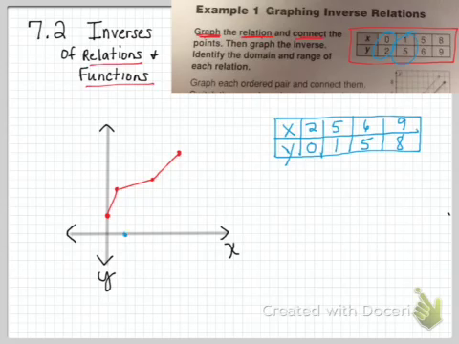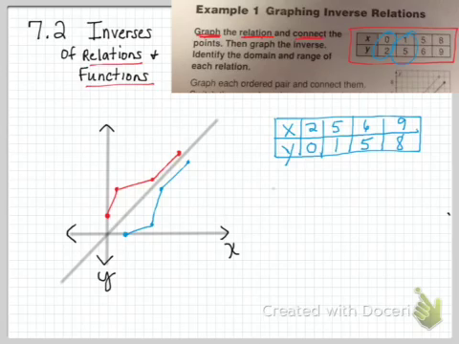So if I graph the new relation, the inverse of the original relation, I'm going to graph 2, 0 right here. I'm going to graph 5, 1 right here. I'm going to graph 6, 5, 2, 3, 4, 5 right here. And the last point that I'm going to graph is 9, 8 right here. When you connect these, you should see that they create a line of symmetry that goes right through the y equals x line. And I'm going to add arrows to that.